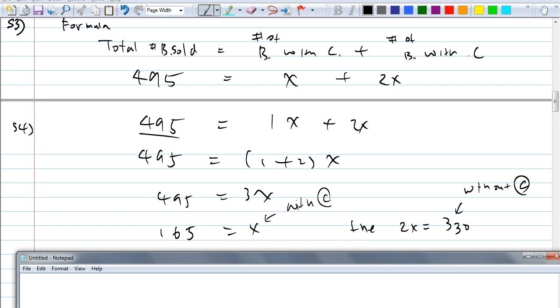Now, Angel, how do I get the other amount? Because I know x represents the number of burgers with cheese, right? How do I get the other amount?